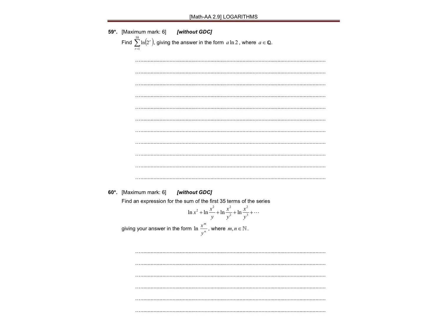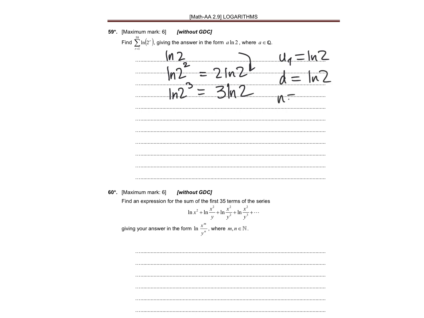So for 59, we've got the sum from 1 to 50 of that. Okay, so if you write the first couple, this is natural log 2 when R is 1, natural log 2 squared, which is this, natural log 2 cubed. So this is going to be the same thing as in the previous one. So U1 is natural log 2, and the D, to get from here to here, you're adding a natural log 2. And N is going to be 50.